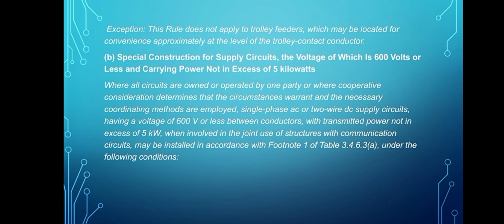B. Special construction for supply circuits, the voltage of which is 600 volts or less and carrying power not in excess of 5 kilowatts. This section applies to low voltage circuits that share poles with communication lines. These are allowed under special conditions if they are single-phase AC or two-wire DC. They operate at 600 volts or less. They transmit no more than 5 kilowatts of power.